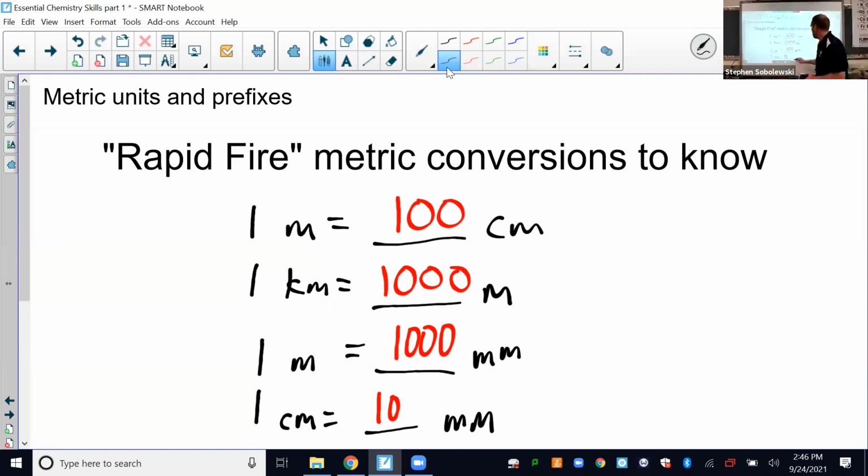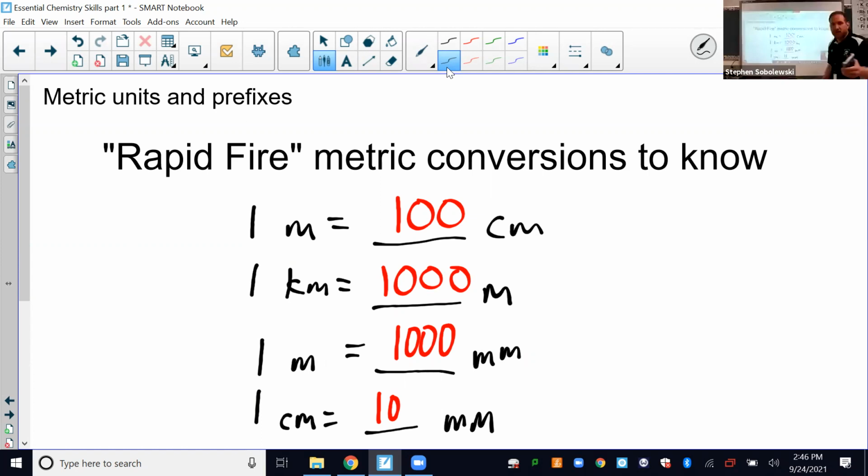The base unit I chose for this slide here is meters, but this works with liters. 1 liter is 100 centiliters, not very common. 1 kiloliter is 1,000 liters, not very common. 1 liter is 1,000 milliliters. There we go. We use milliliters all the time. Grams, it works with grams too. Grams, milligrams, kilograms, this all works with those as well.